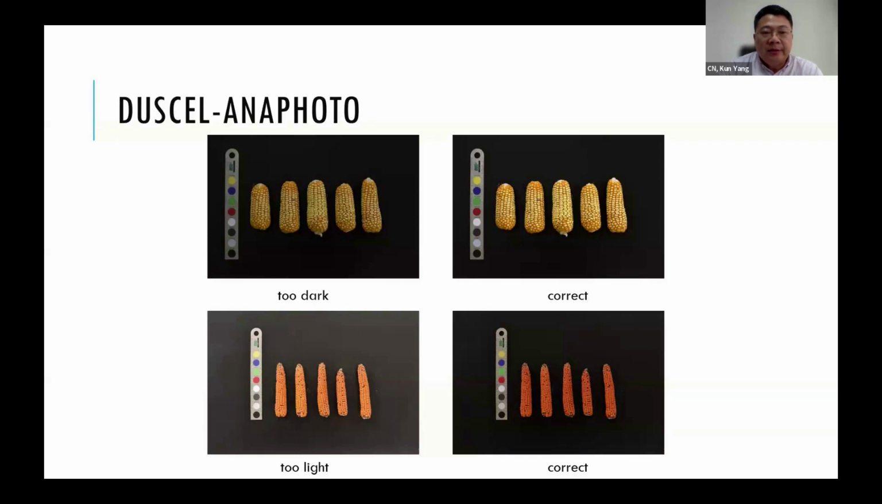And this is some example. The left photos, one is too dark, another one is too light. And with our color calibration algorithm, we get the same color, we get all the color back. Next.